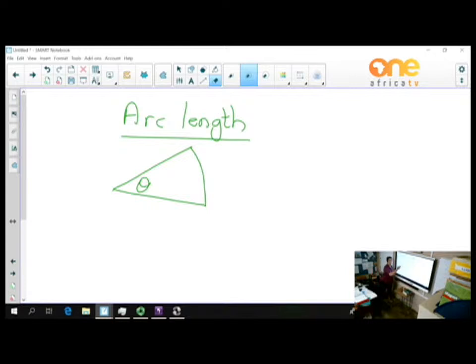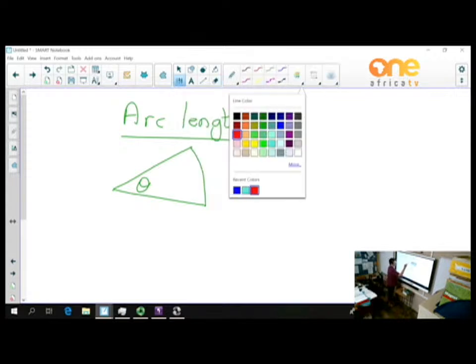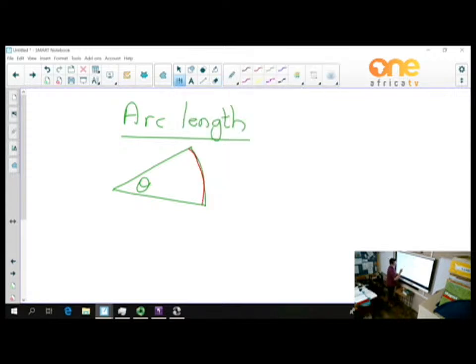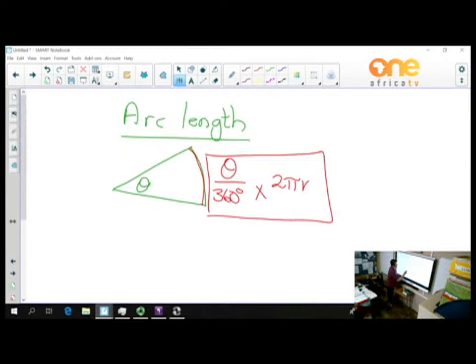Now we want the arc length. That is the arc that we are talking about. So can you see that this is part of your circumference? The arc length is then part of your circumference. So this is the part that we're talking about here. That's why we say it is theta out of 360 degrees. Why 360? Because here it's a revolution. And then of 2πr. That is the formula that we're going to use to find the arc length.